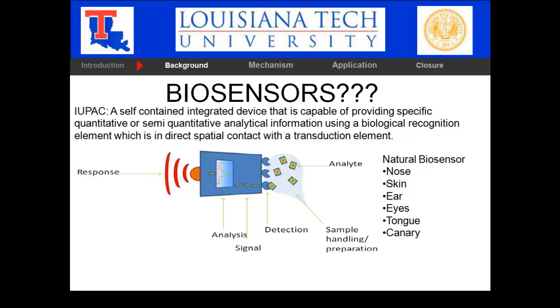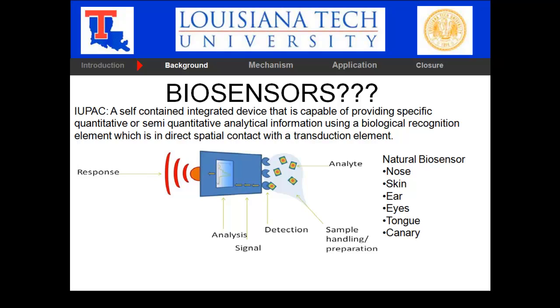So what are biosensors? A biosensor is a self-contained integrated device capable of providing specific quantitative or semi-quantitative analytical information using a biological recognition element capable of indirect spatial contact with a transduction element. So in simple terms, a biosensor consists of a biomolecule attached to a physical device called a transducer, which is connected to a detector, and this transducer transmits the signal of a biomolecule recognition event, and this is then detected using a detector and observed by us.